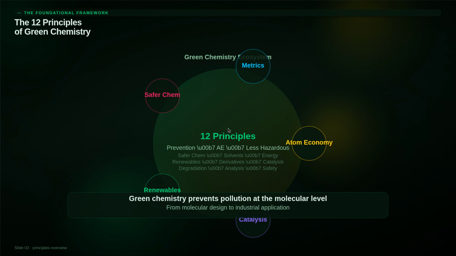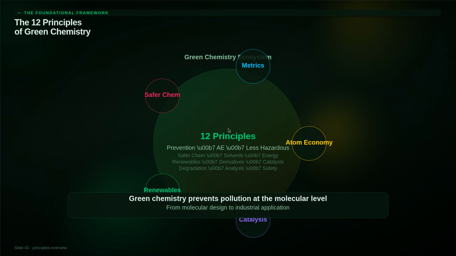processes. Principle 1. Prevention. It is better to prevent waste than to treat it after formation. Principle 2. Atom economy. Maximize incorporation of all starting materials into the final product. Principle 3. Less hazardous syntheses. Design methods that use and generate substances with little or no toxicity. Principle 4. Safer chemicals. Products should be fully effective yet non-toxic. Principle 5. Safer solvents. Minimize the use of auxiliary substances.